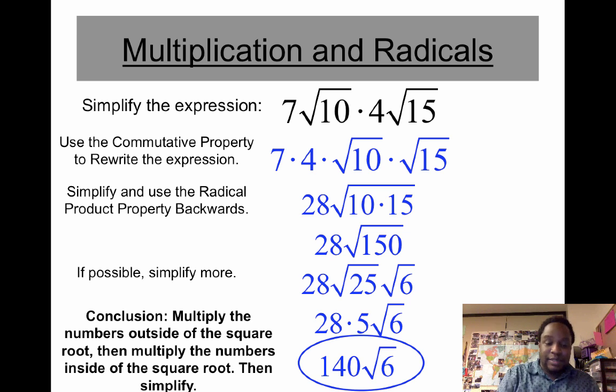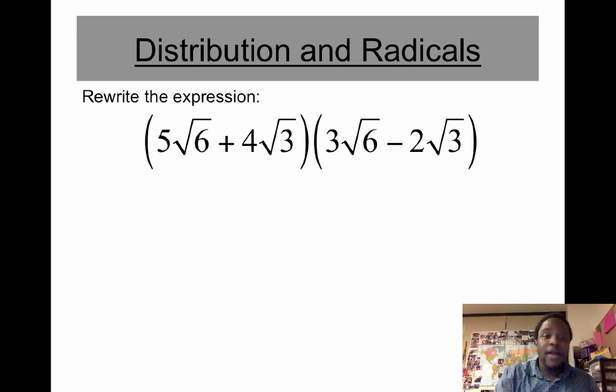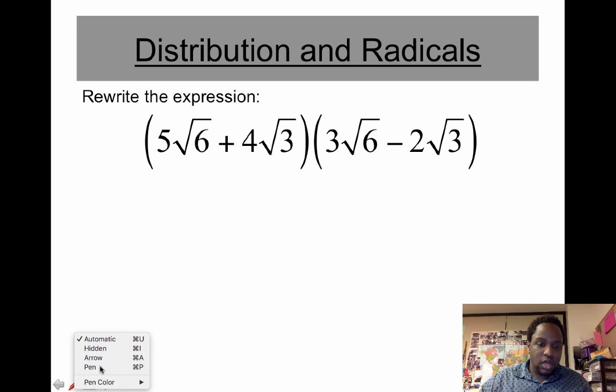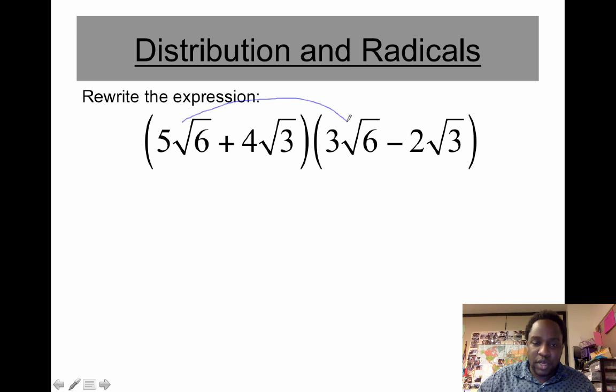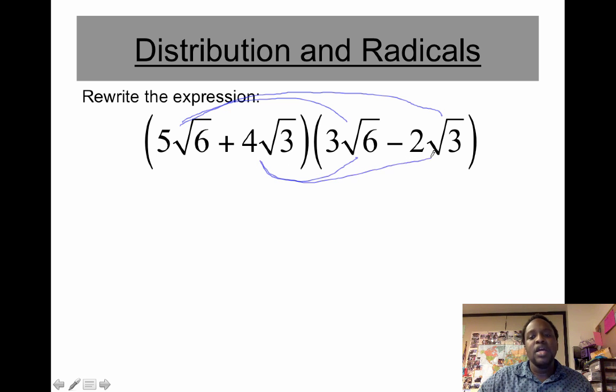That's basically what I just said. All right, distribution and radicals. So we're basically just multiplying a bunch of times over. We are foiling here. So we're going to do 5 root 6 times 3 root 6, and we're going to do 5 root 6 times negative 2 root 3, and 4 root 3 times 3 root 6, and 4 root 3 times negative 2 root 3.